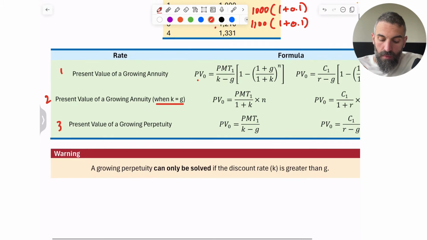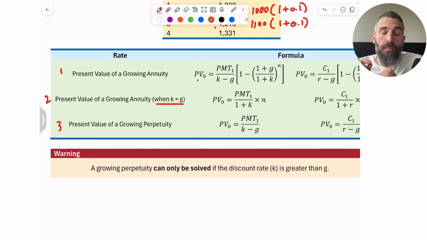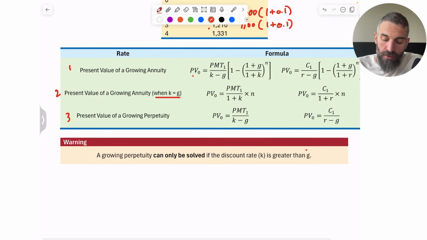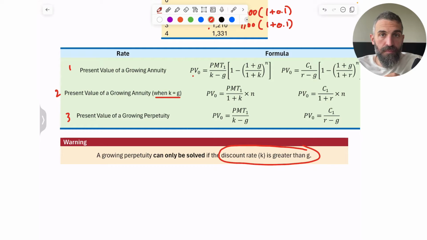Now, specifically for the perpetuity, if K and G are the same, there's absolutely nothing you can do. You cannot solve it. In fact, K, the discount rate, that means K or R again, absolutely has to be greater than G. In a growing perpetuity, your effective rate absolutely has to be greater than your growth rate. And if not, it cannot be solved.